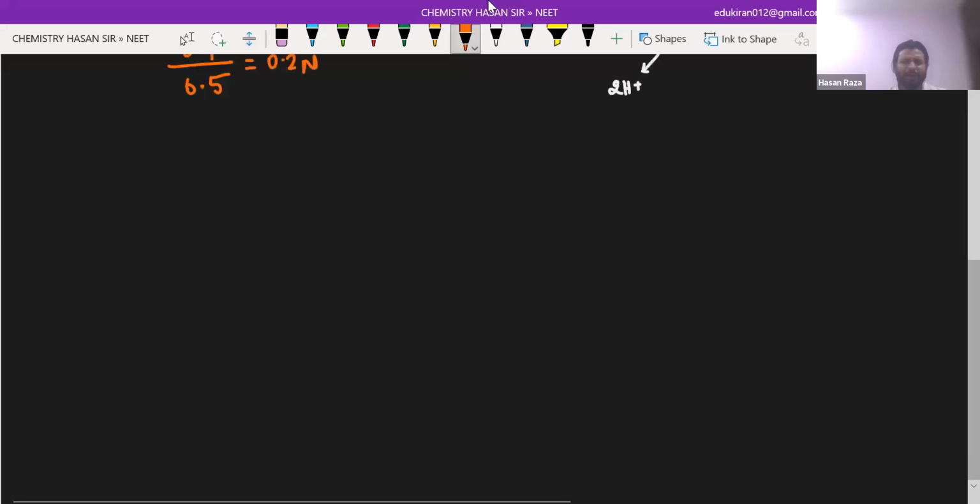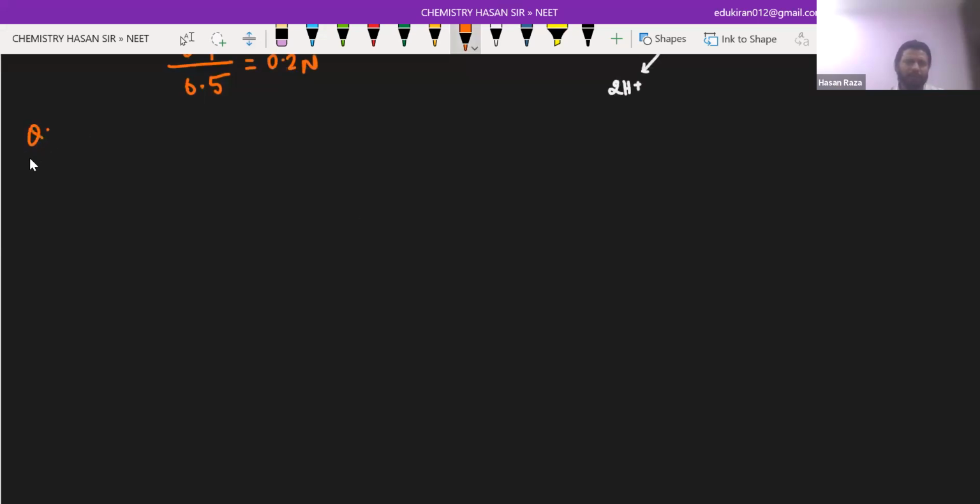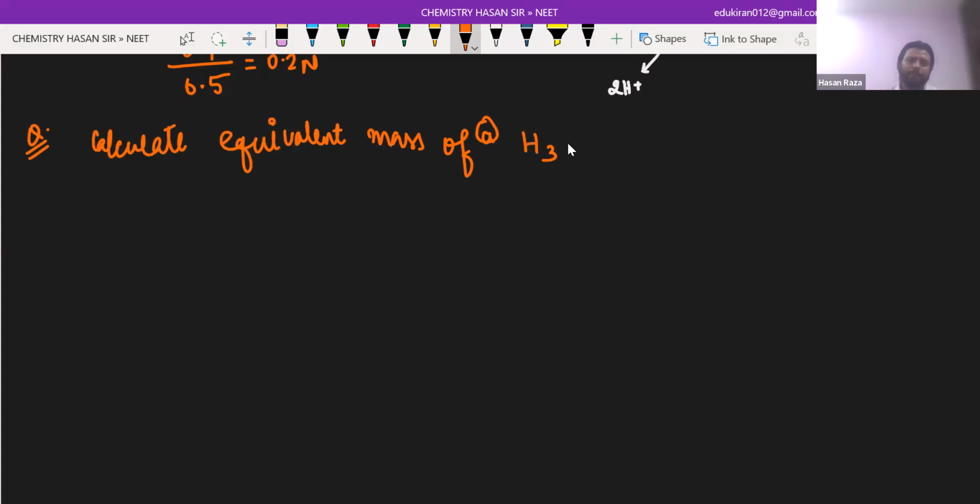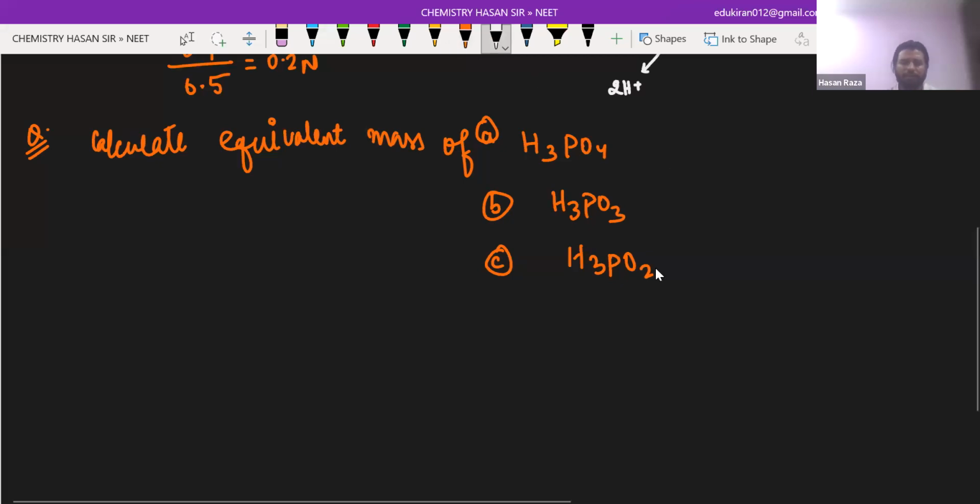Okay, there are some questions. If I'm going to ask you, calculate equivalent weight or equivalent mass, you can call it, of the first one, H3PO4. This is a very good question. H3PO3 and H3PO2. There is a question that has been asked on these compounds, which is very important. So I think you can do this. Equivalent weight, you already know that comes under normality.